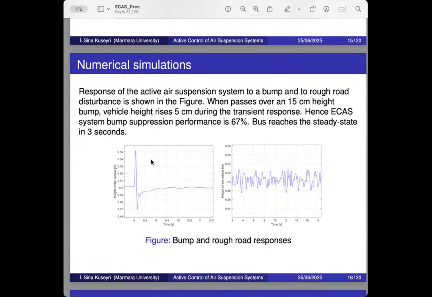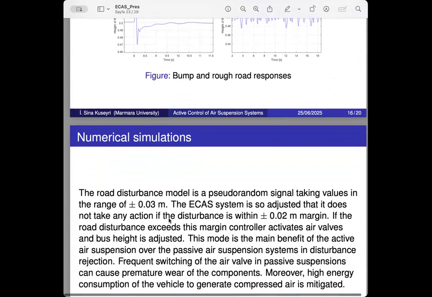Okay, the first output is the response of the active air suspension system to a bump and to rough road disturbance, as shown in the figures. When the bus passes over a 50 centimeter height bump, the vehicle height rises 5 centimeters during the transient response, as shown on the figure on the left. Hence, the ECAS system bump suppression performance is 67%, and the bus reaches steady state in 3 seconds.